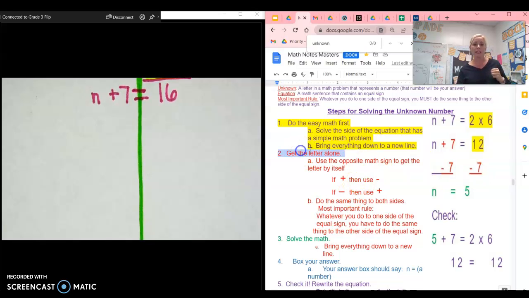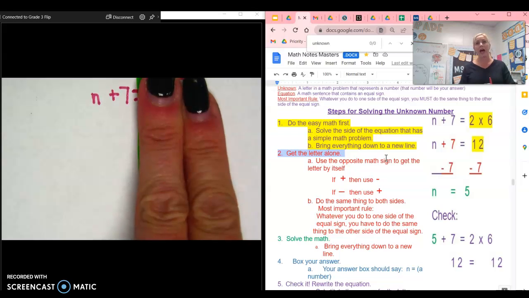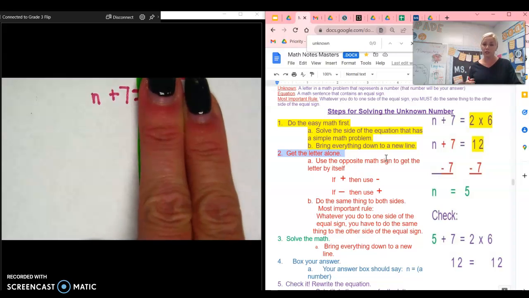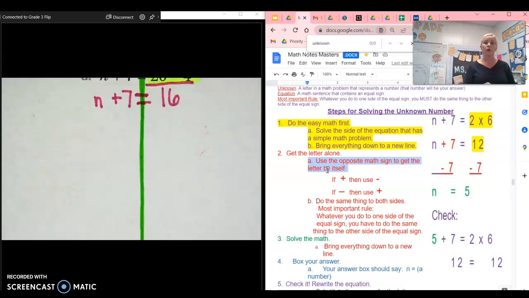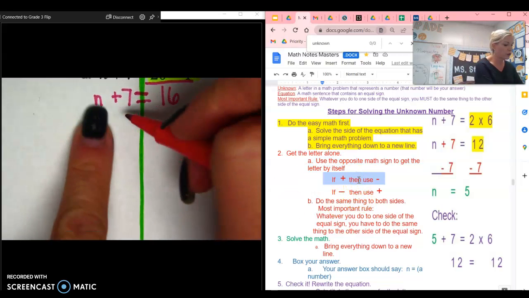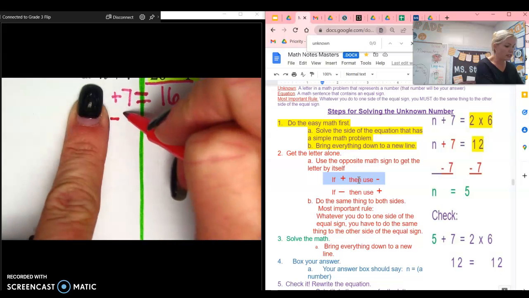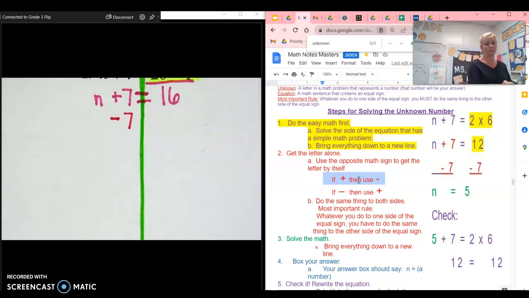Okay, moving now to the second step: get the letter alone. And what that means is we are going to look over here and see that n has plus 7 attached to it. N needs to be by itself. Well, how do I do that? What I'm going to do is get the letter alone by using the opposite math sign. So I have what kind of math sign next to the 7? A plus. Well, the opposite of a plus sign is a subtraction sign. So what I'm going to do is subtract the same amount as I added.